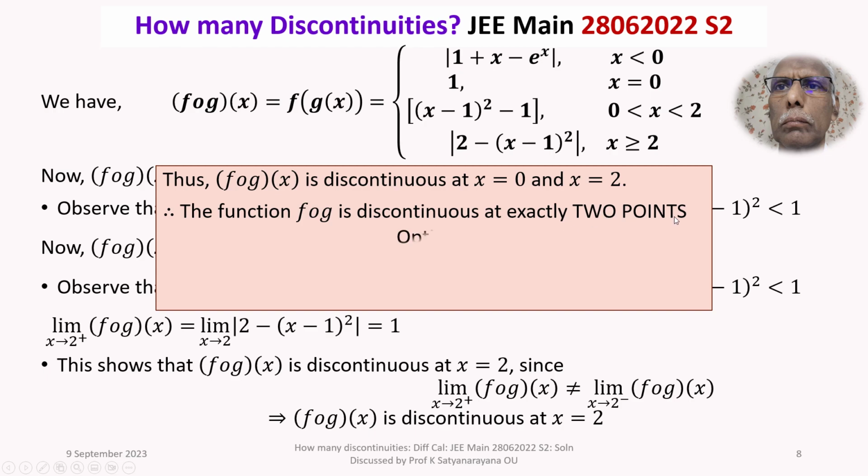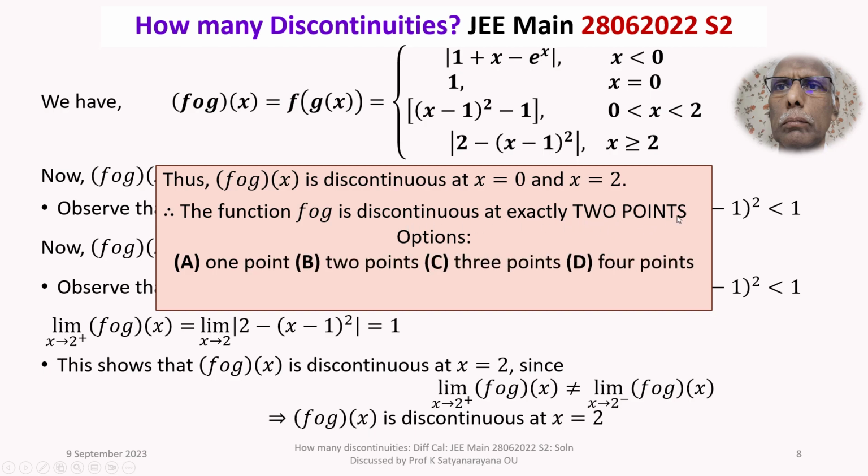So let's look at our options. And our answer, it is discontinuous at exactly 2 points, is precisely option B. Therefore, the answer to this question is option B. So that is the detailed discussion of the solution of a problem from the section Differential Calculus, wherein you are asked to find the number of discontinuities of the given function.